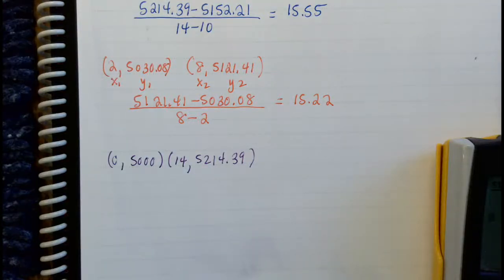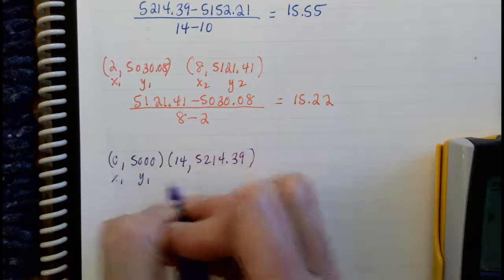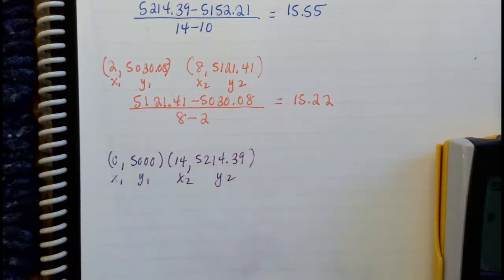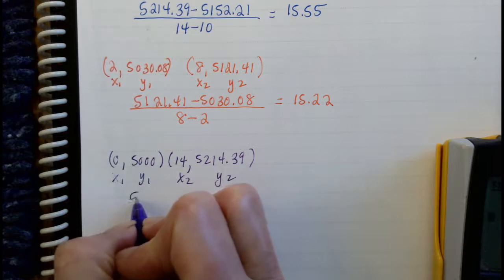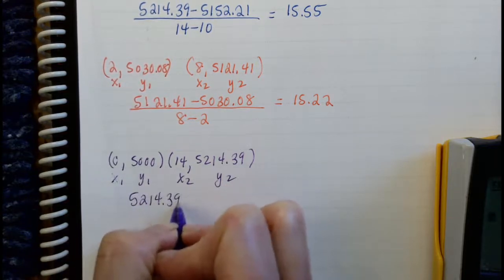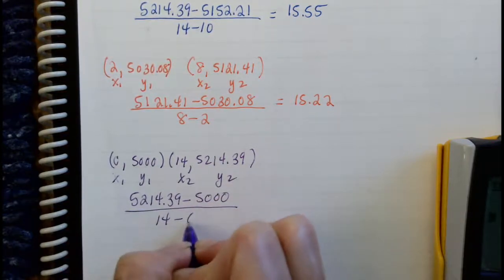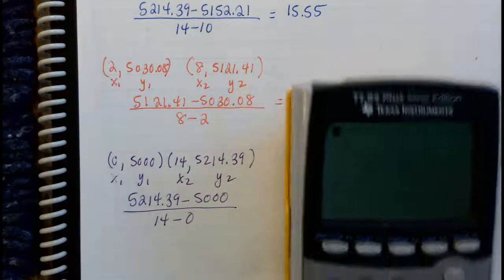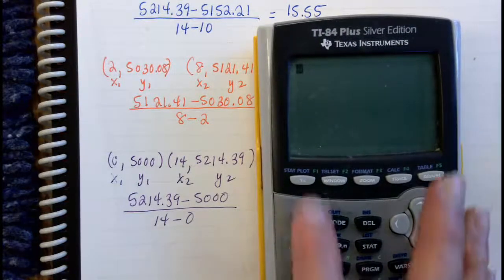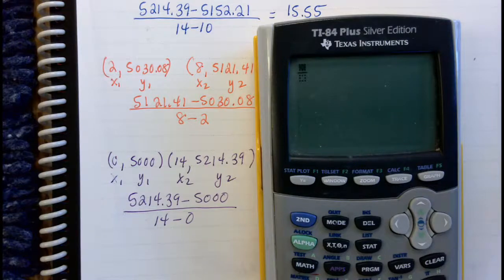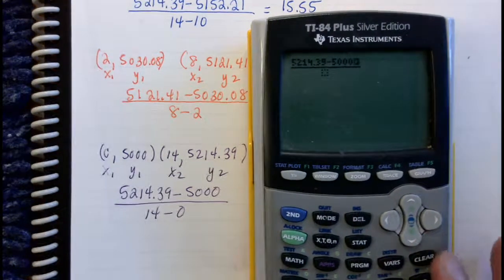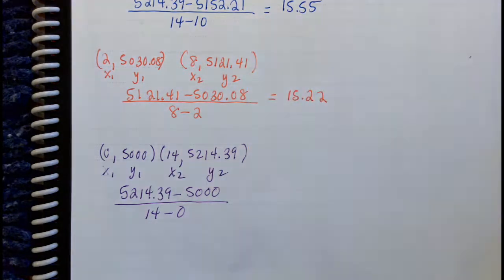And lastly, here's x1, here's y1, here's x2 and y2. And we're going to fill in the formula. 5,214.39 minus 5,000 divided by 14 minus 0. So we look at the calculator here. Alpha y equals, enter, 5214.39 minus 5,000 divided by 14 minus 0 gives us 15.31.